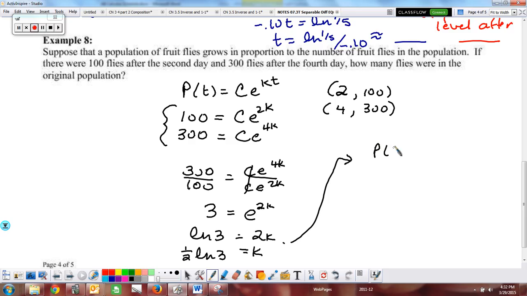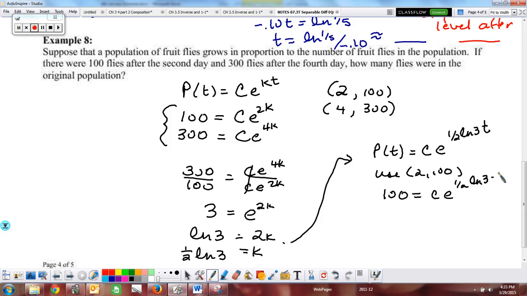We're going to have P of t equals C e to the 1/2 natural log of 3 t. And now I'm just going to pick either point. It doesn't really matter. I'm going to use the 2, 100 to now find C. So I'm going to plug in 100 over here, and then I'm going to plug in the 2. And we're going to end up with C e to the 1/2 natural log of 3 times 2. Oh look, this and this will cancel. e to the natural log of 3 is 3, so 3C is 100, so C equals 100 over 3. And so how many flies were there in the original population?